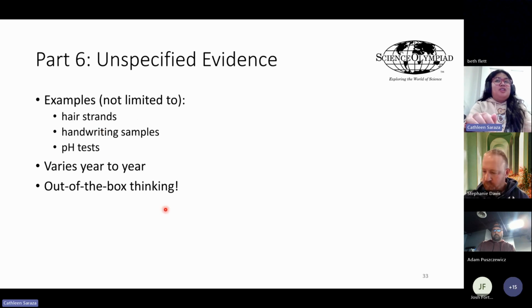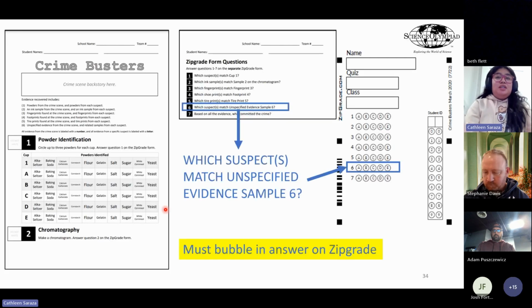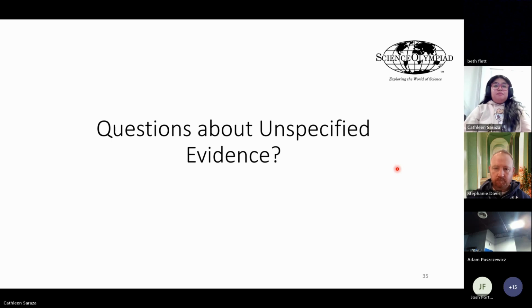The objective of this portion of the test is to really tap into the students' creativity and out-of-box thinking and to have fun. And for getting points for the unspecified evidence portion of the event, they'll have to bubble in whoever's suspect evidence matches the evidence found at the crime scene. So just make sure they bubble in that answer for question 6. Are there questions about unspecified evidence?